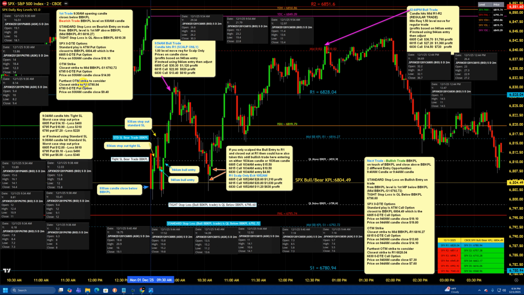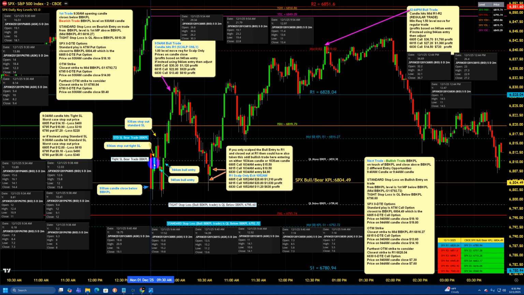Furthest out of the money strike to consider is one full level down in the direction you're trading from the level you're trading from. In this case, BBKPL 6780.94. That would be the 6780 put option. The price on the candle close, the ask $9.40.